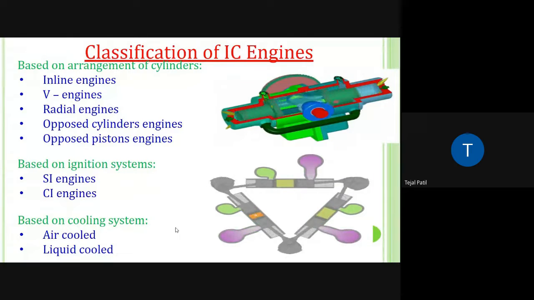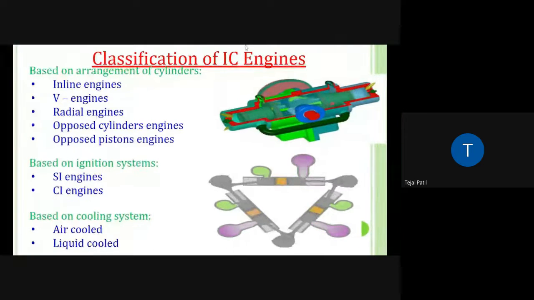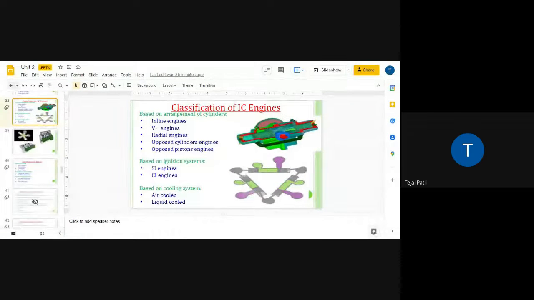Okay, and if we are not allowing the heat to be carried out into the atmosphere, those parts will accumulate that heat and they may get damaged over a period of time. So we have to cool the system, cool the engine. So if the air is used for cooling purpose, then it is air cooled. If liquid is used, that means coolant is used, then it is liquid cooled. Liquid cooled we have seen already, right? Air cooled, just a minute, I will show you the air cooled.